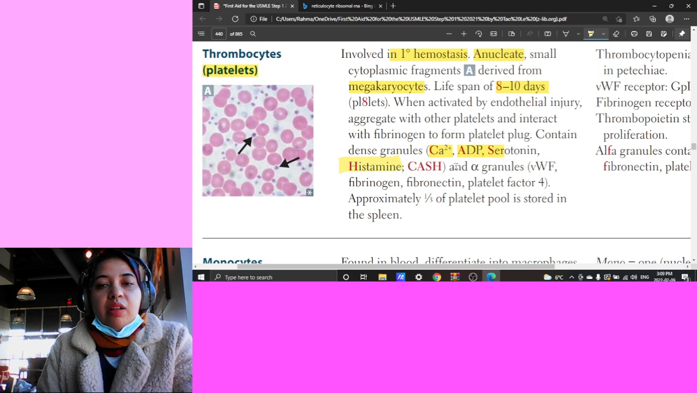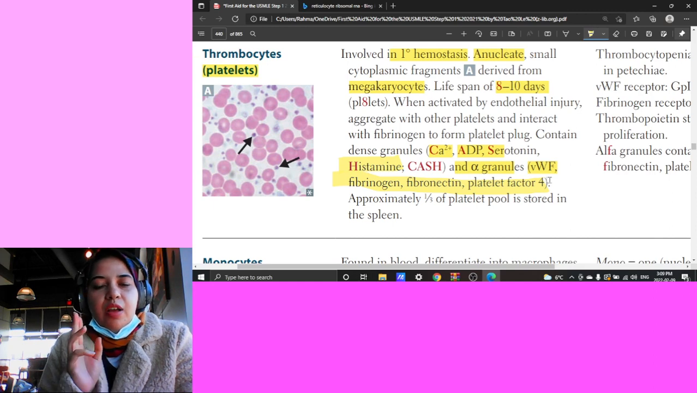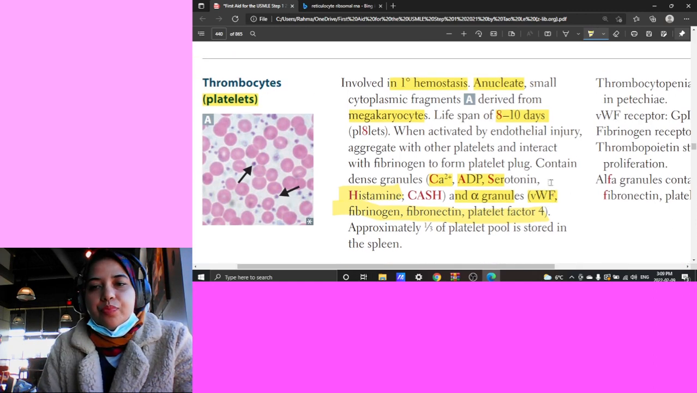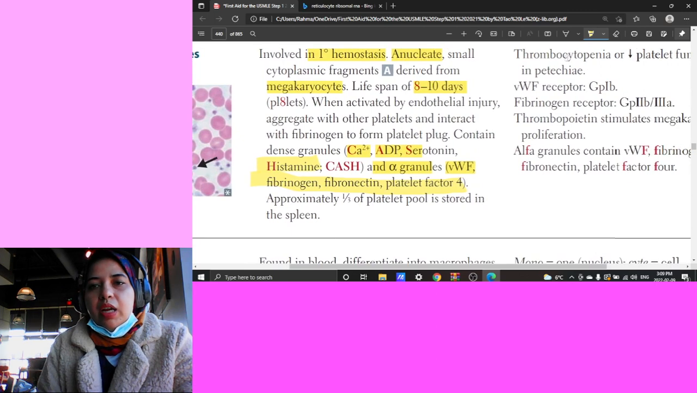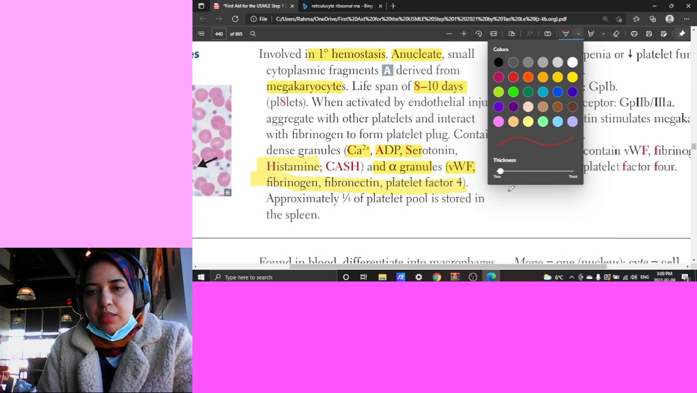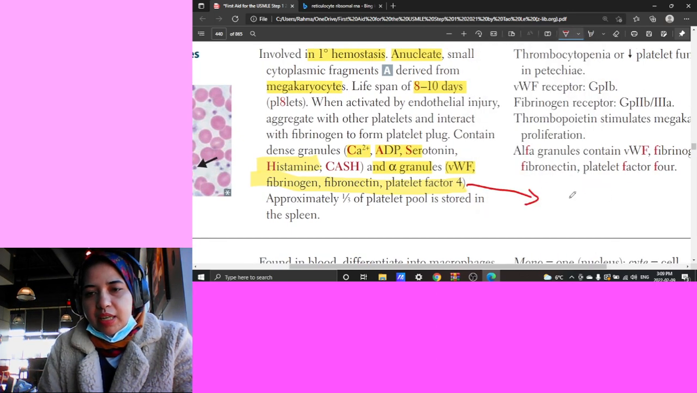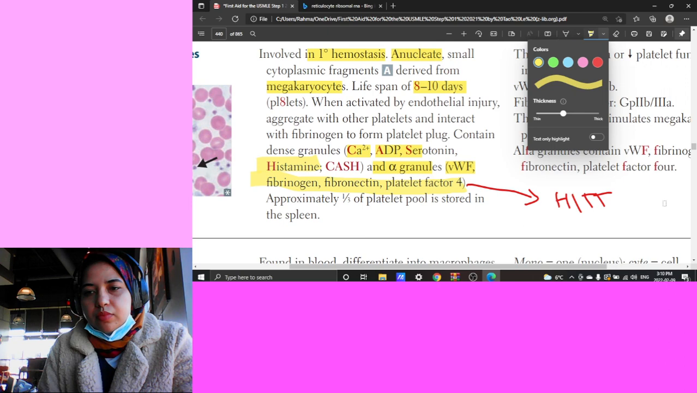They also have something called alpha granules, which contain four very important things called von Willebrand factor, fibrinogen, fibronectin, and platelet factor 4. So all of these things start with the letter F, which is important for you to know. Von Willebrand factor, fibrinogen, fibronectin, and platelet factor 4. Platelet factor 4, if you recall, is part of something called HIT. So if you have antibodies against this, you might develop something called HIT, which occurs in people who are taking heparin. So that's important. Antibody against platelet factor 4, that's another high yield point to be aware of.